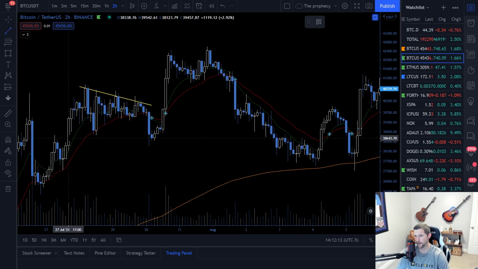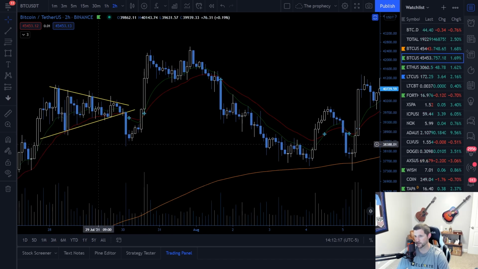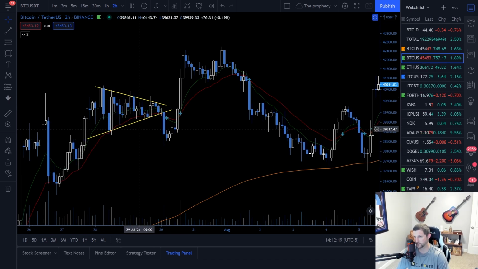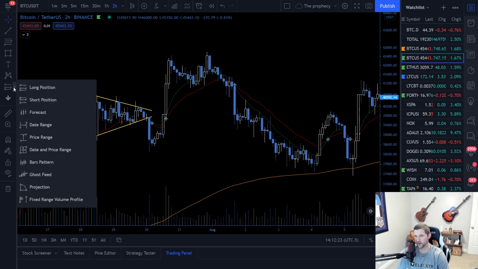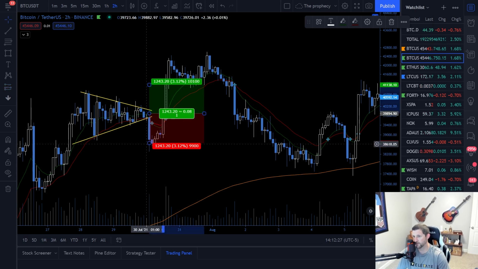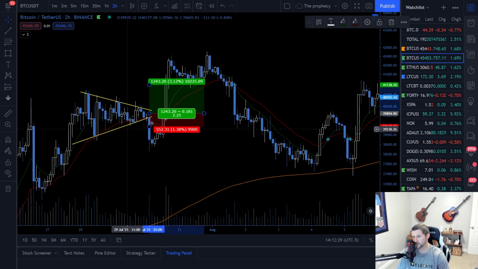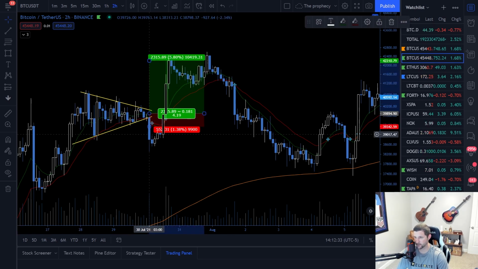You can see here that if I did get in here early, this looks like a nice symmetrical triangle or a bull pennant or whatever. If I wanted to get in here early, which I don't like to do, but if I did, I would probably put my stop loss down here, right? Okay, and then my target would be the pole length or whatever.